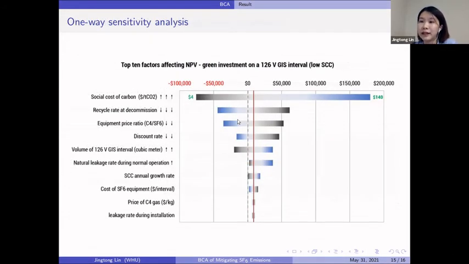Then to examine the influence of parameters one by one, we use a one-way sensitivity analysis. Here we present the results for the green investment scheme. We allow the change of one parameter while setting others at their base value, and then we calculate the net benefit. The top 10 influential factors are listed here. Under low SCC, several parameters are very sensitive and can flip the results. The recycle rate, the discount rate, and the volume of GIS can flip the results.